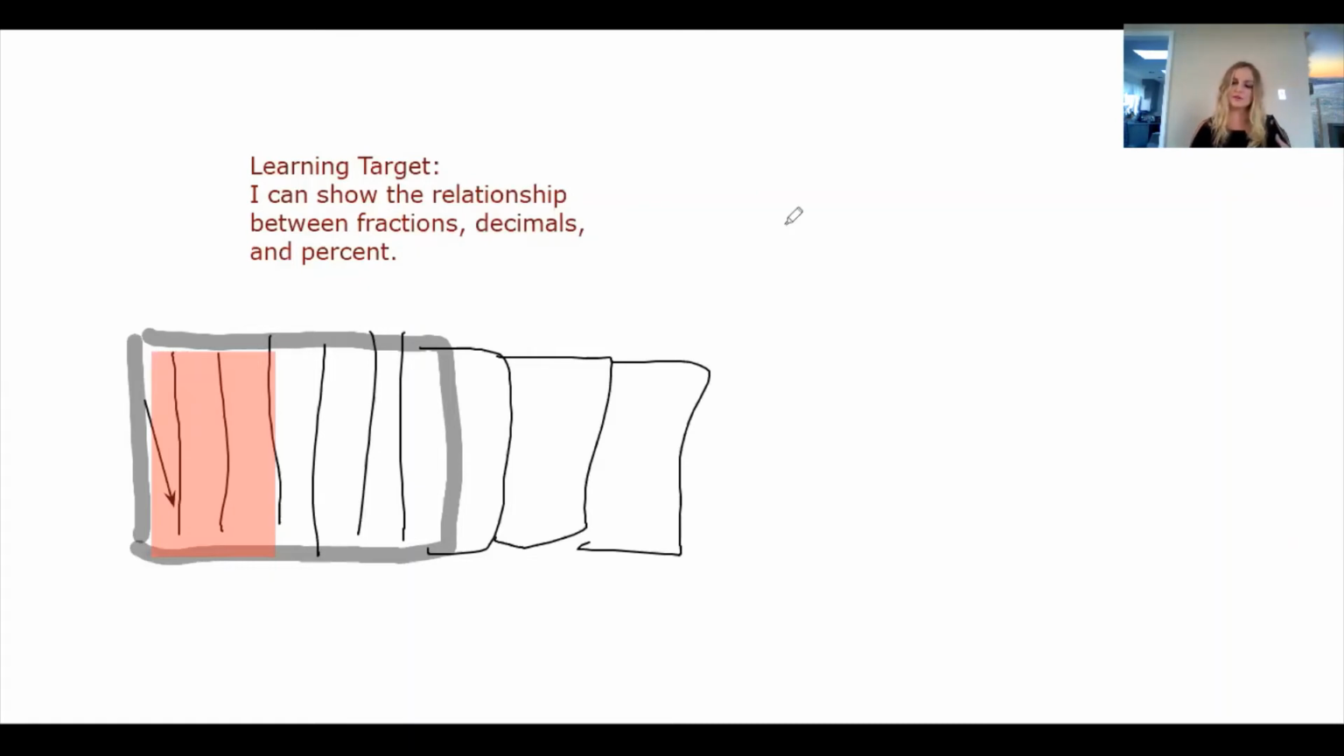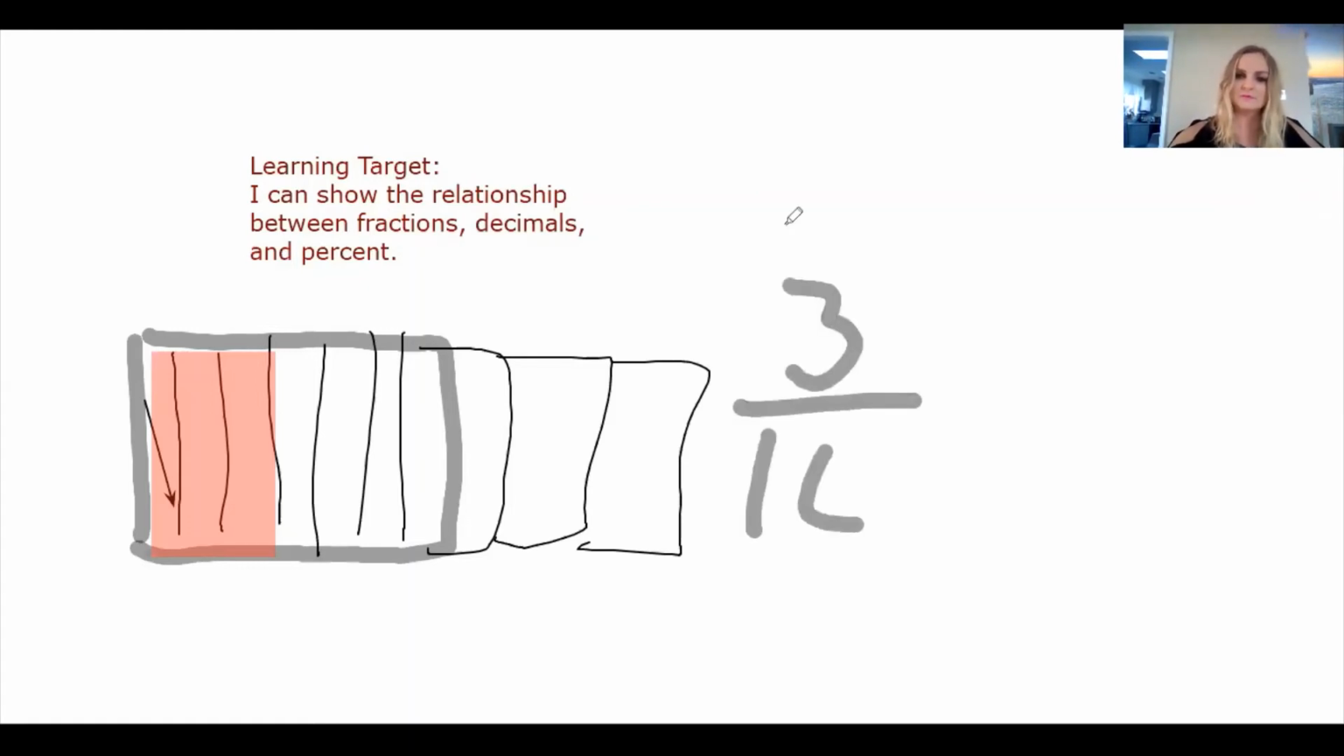So we want to look at the fraction, decimal, and percent. So how many of you know what part is shaded? And you are absolutely correct. 3/10 is shaded. Why? Because 1, 2, 3. 3 is our numerator. And the 10, 1, 2, 3, 4, 5, 6, 7, 8, 9, 10, perfect, is our denominator. So 3/10 is shaded.